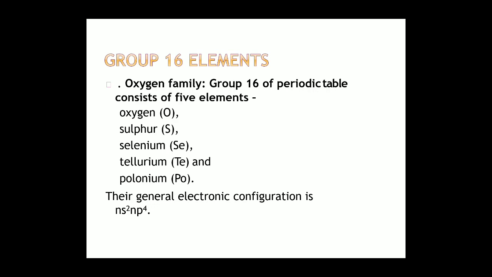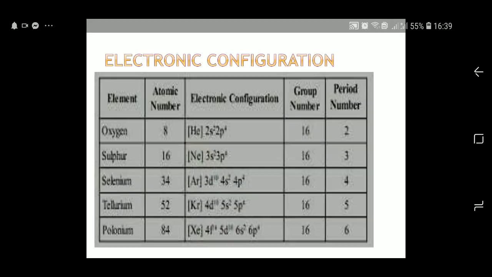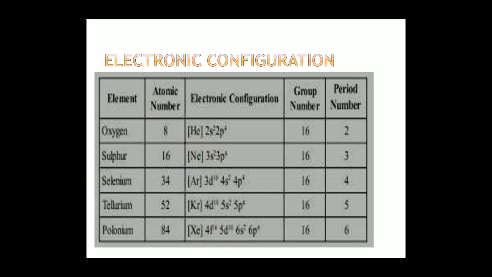We know the electronic configuration of the P block starts from ns2, np1 to 6. But in group 16, the specific electronic configuration is ns2, np4. The first element is oxygen, atomic number 8, with electronic configuration 2s2, 2p4, where 2 is the period number. Second is sulfur, atomic number 16, 3s2, 3p4. We know the period number is 3.